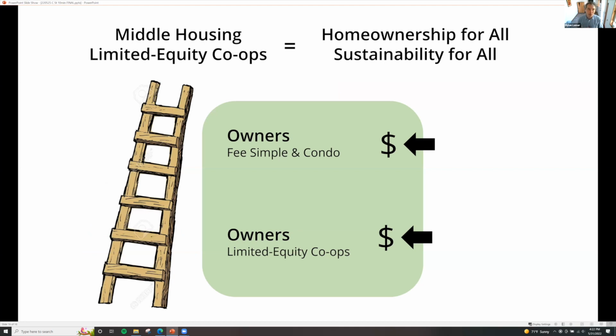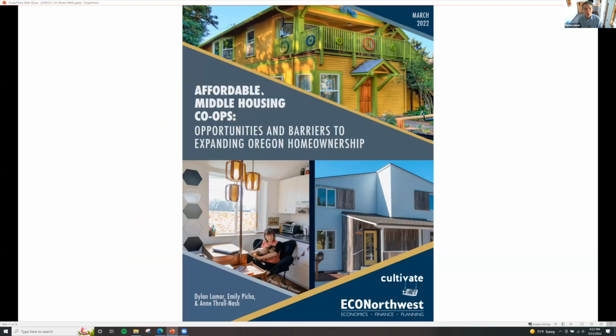Last slide here, I'll just emphasize that I see middle housing limited equity co-ops as a really wonderful pathway to start to provide homeownership for everybody at all rungs of that housing ladder, to really help everyone have an economically secure shelter over their head. One more thing I'll throw out there, I did recently publish a white paper for those that want to learn more about this topic, called Affordable Middle Housing Co-ops, published alongside ECONorthwest, a planning group out of Portland. So I'll leave it at that.